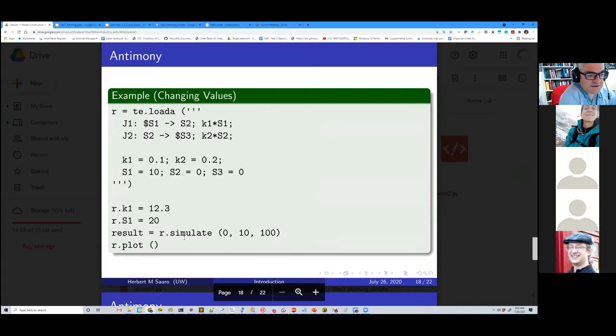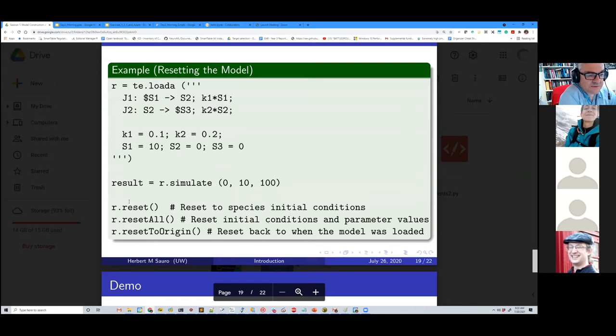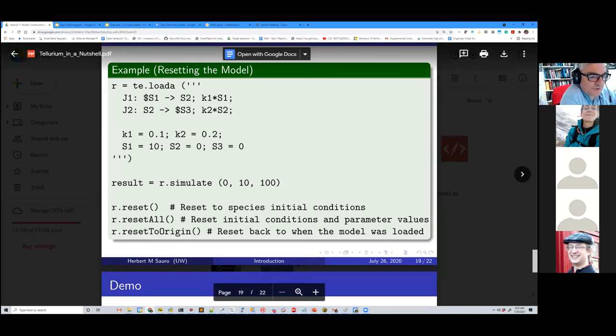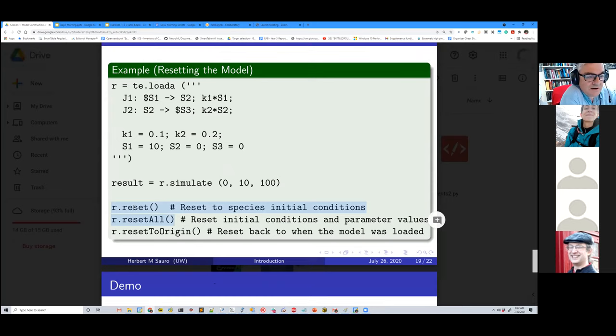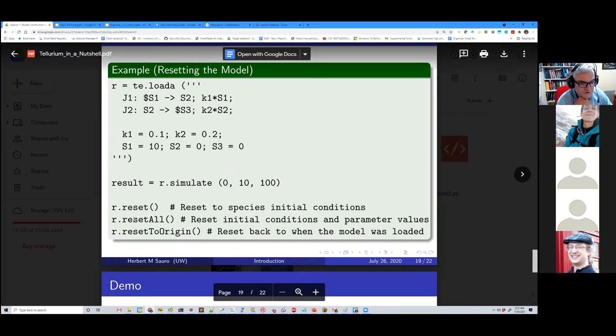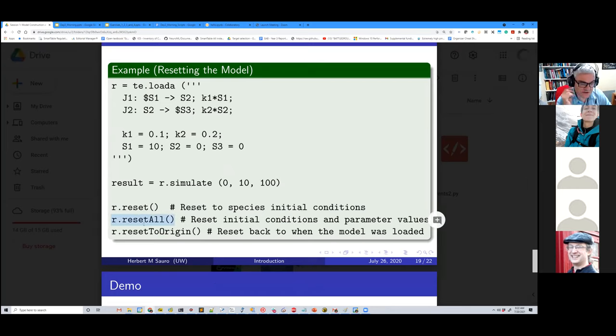And we did mention something yesterday about changing values. I'll do that again just shortly. And then we did something about resetting. I don't want to confuse you here, but there are actually 3 kinds of reset. The most important ones for you are reset and reset all. Reset resets the floating species back to their initial conditions. That's why I was using reset to restart the simulator. If you ever change parameters as well, then you want to use reset all, and that resets parameters and the initial conditions.